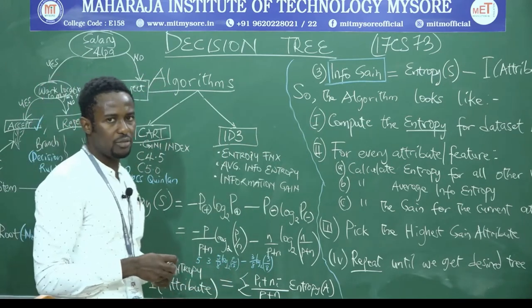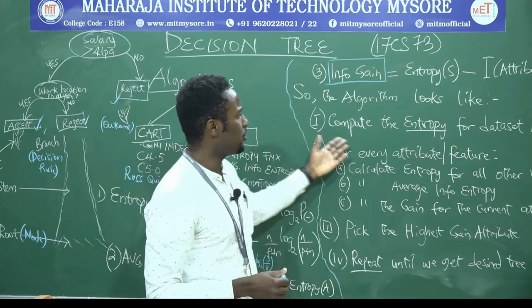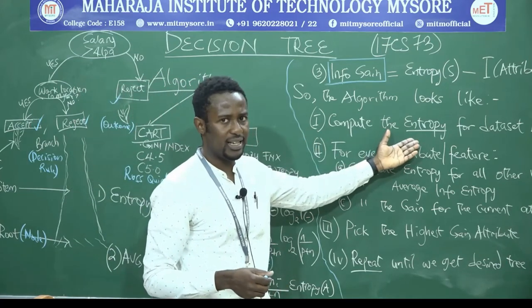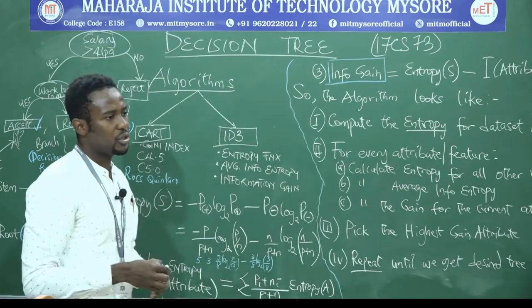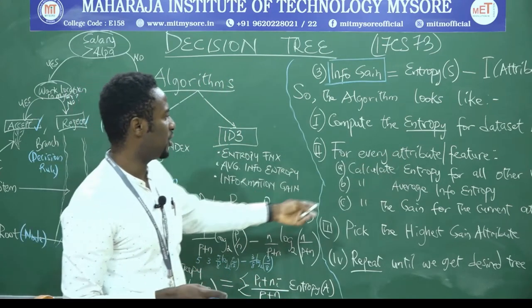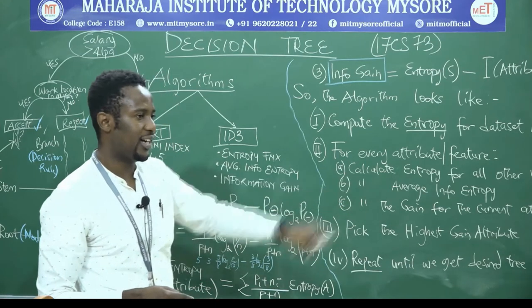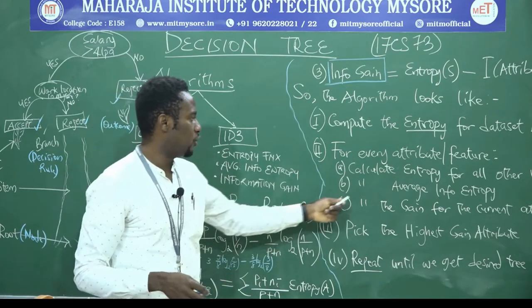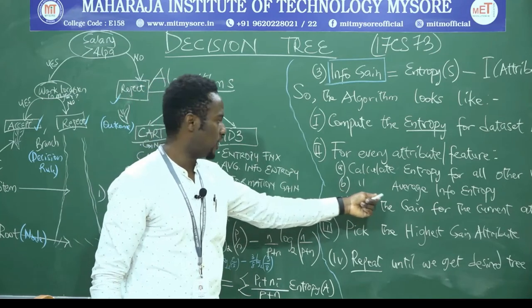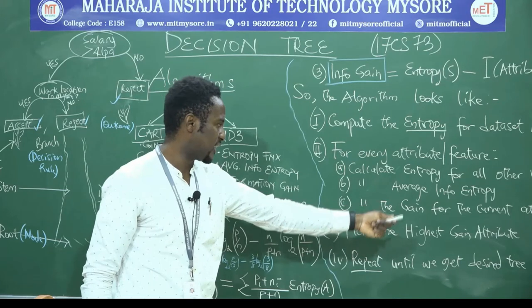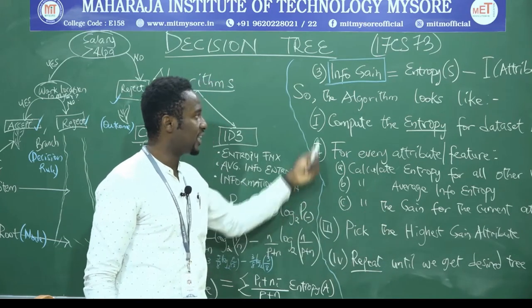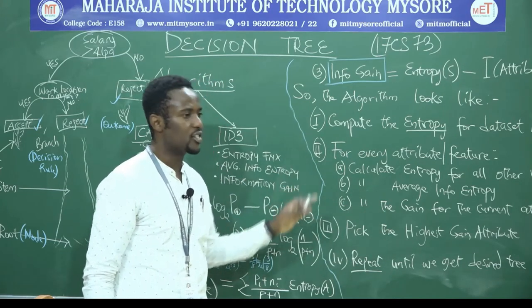Okay? So the algorithm looks like this. We compute the entropy for the entire data set, which we call entropy of S. Now, for every attribute or feature, we calculate the entropy for all the values, right? And then we calculate the average information entropy. Then we calculate the information gain for that current attribute. And after this is done, we will now make a smaller table, right?